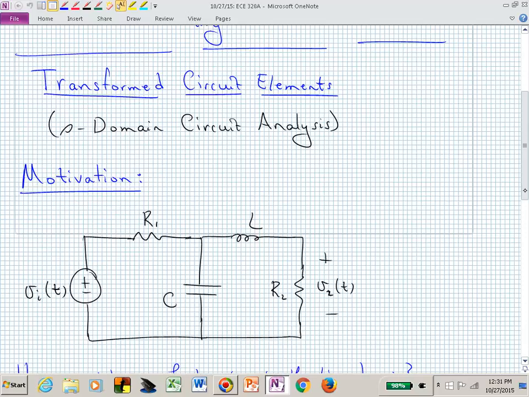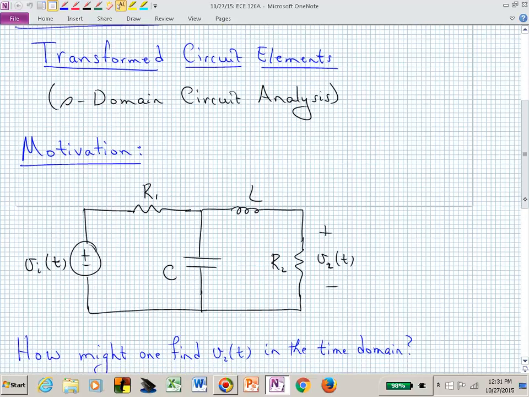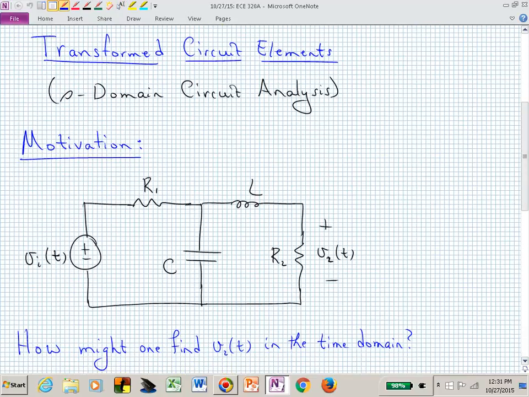Here's the motivation. Suppose that I give you this circuit and ask you to find the voltage V sub 2 of t. And that's V sub 2 as a function of time. And after the exam, it looks like everyone's fairly comfortable with stating some of the characteristics about this circuit. What's the order of that circuit? Second order, because we have 2 energy storage devices.